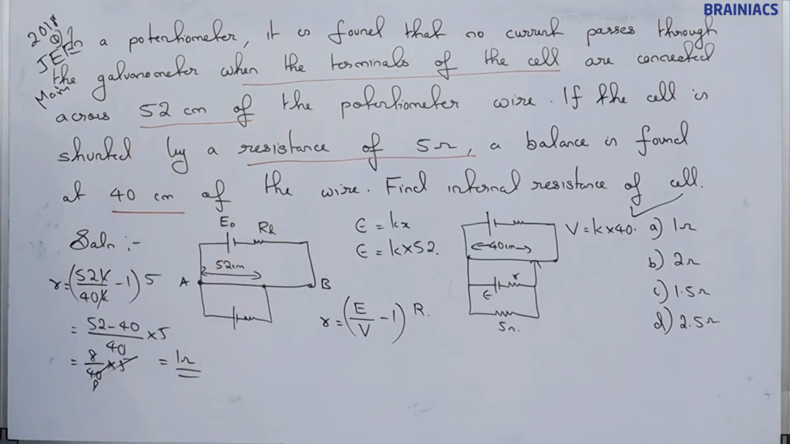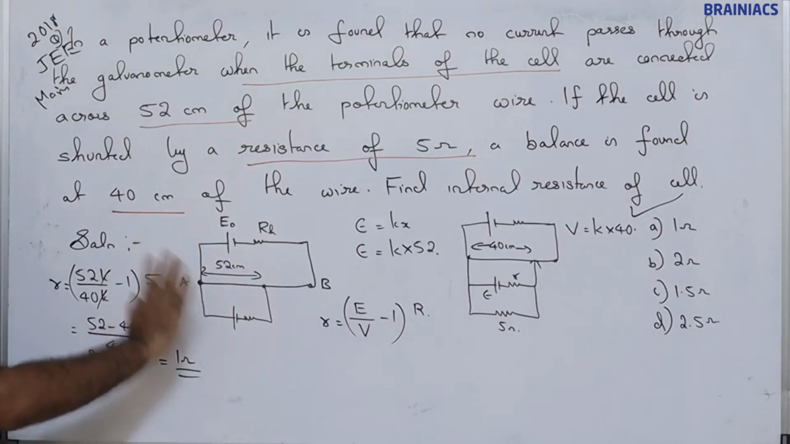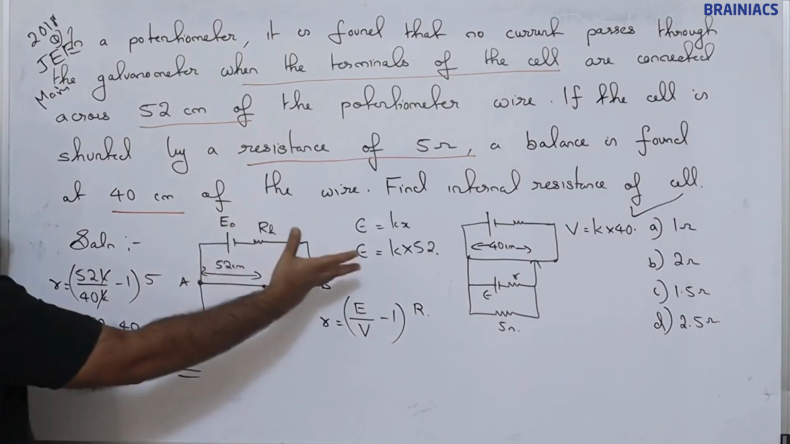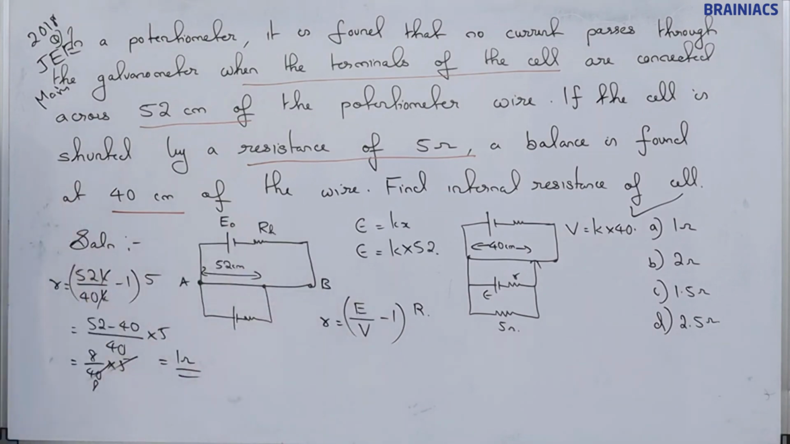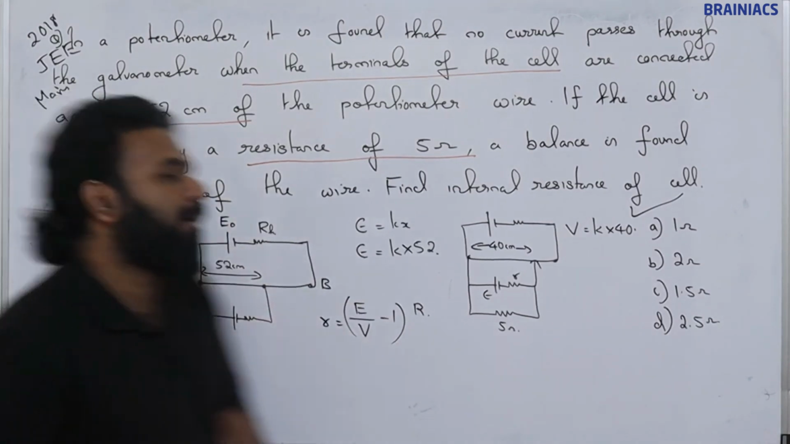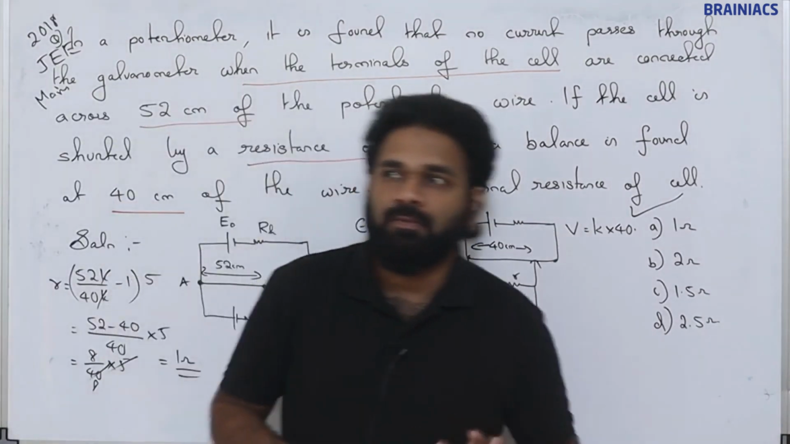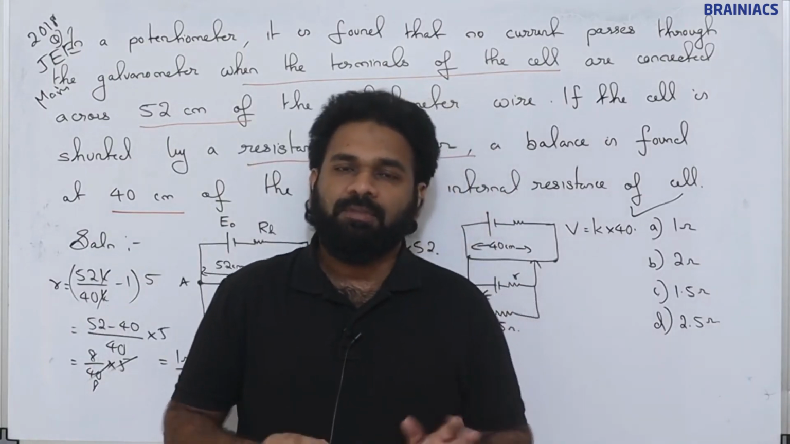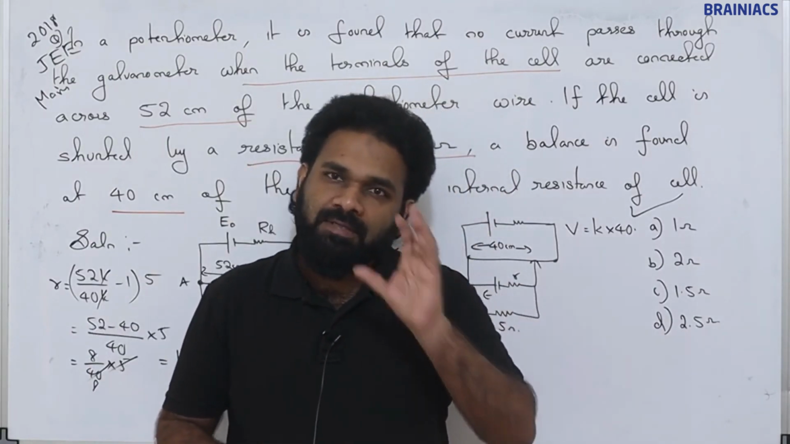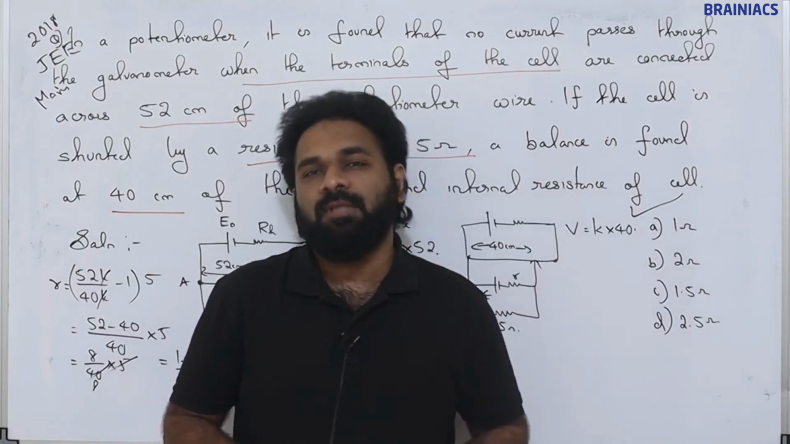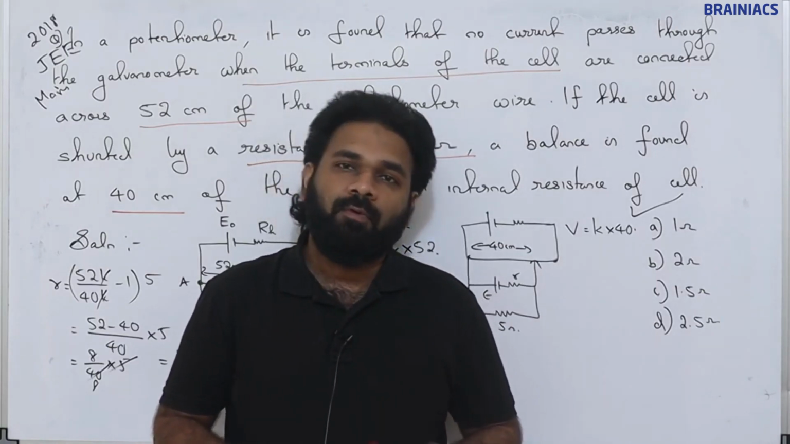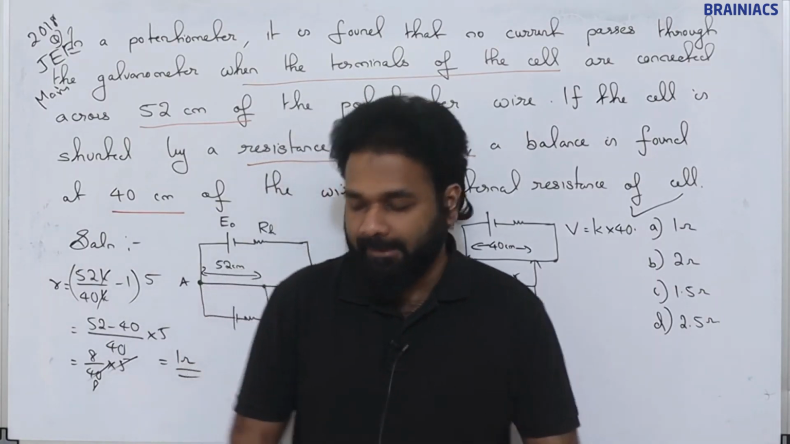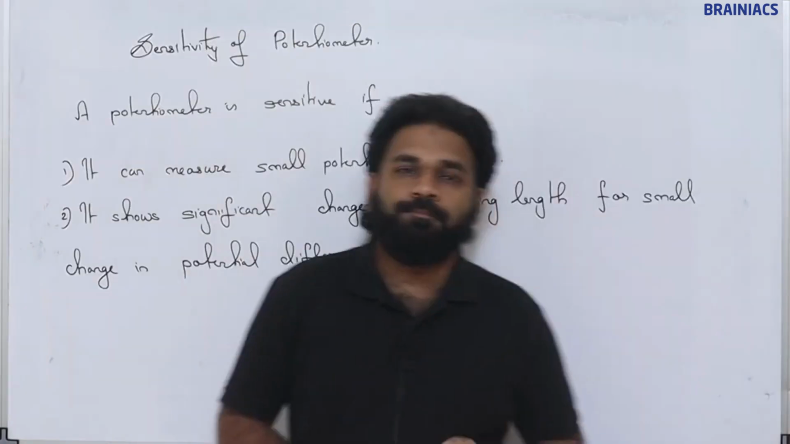E is not given, V is not given, current is not given, nothing is given. Simply we substitute these things and get the answer. I feel this is the easiest approach, as far as I know. Once you understand the concept, this approach is easy to apply for the potentiometer. Clear? Note it down.